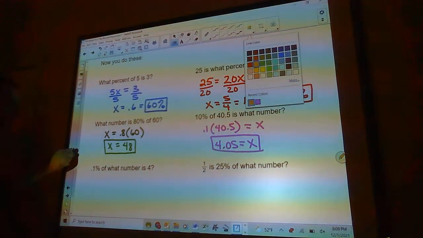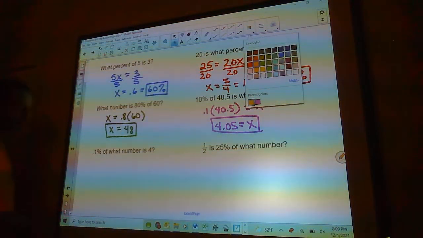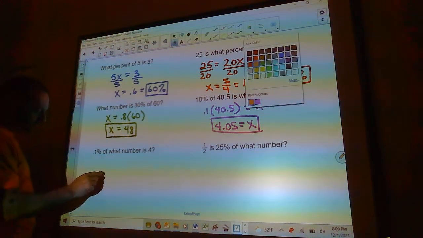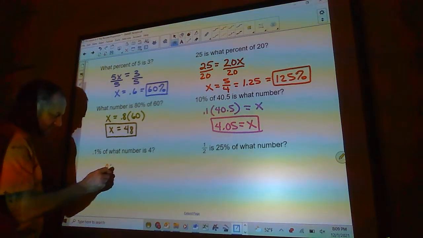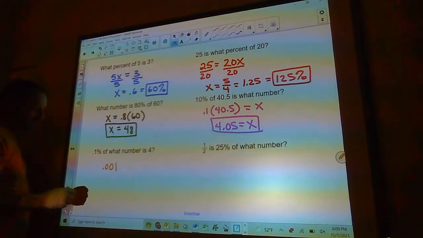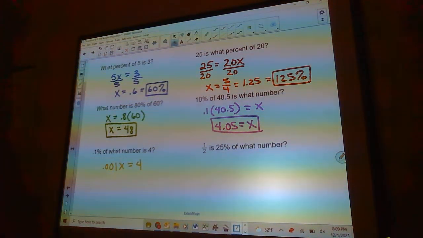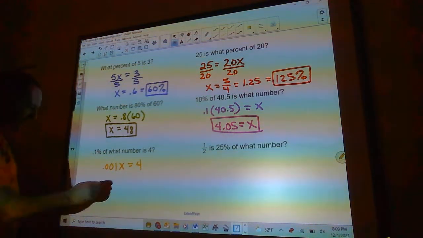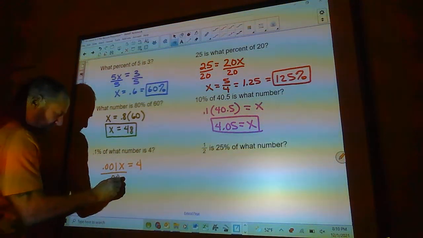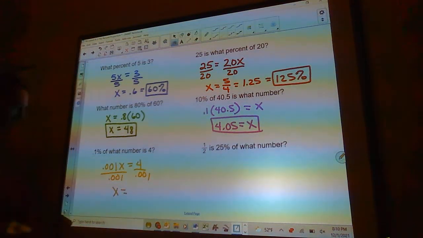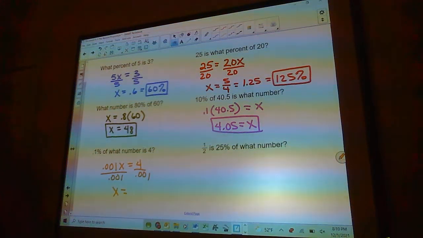Okay, 0.1%. Be careful, there's a decimal right there. 0.1% of what number is 4? Now make sure you get 0.1%. That's 0.001 in the decimal. Of what number is 4? So now I'm going to go ahead and divide both sides by 0.001. It's going to be a big number, actually. 4 divided by 0.001 is 4,000.